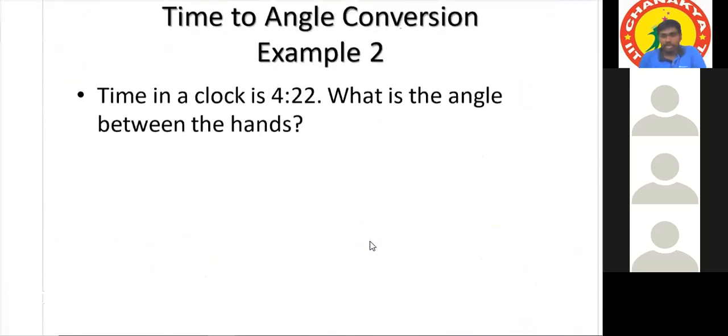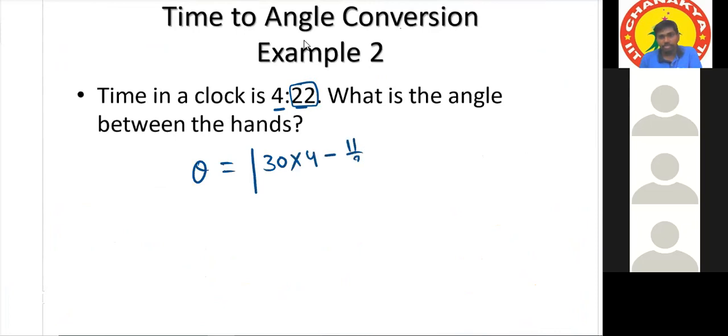Yes, see, are the hour hand and minute hand on the same number? No, sir. Next, are the minutes multiples of 5? No, sir. Then what is our option? Theta equal to 30h minus 11 by 2 m. 30 into h, h is 4. Minus 11 by 2 into m.